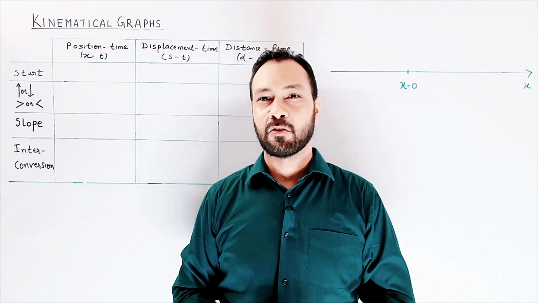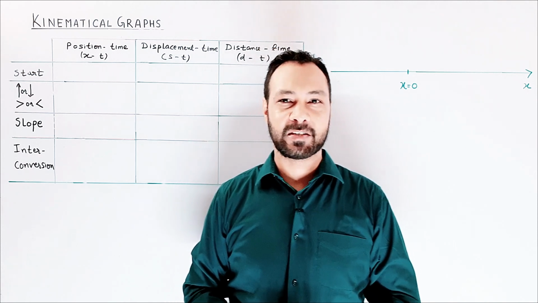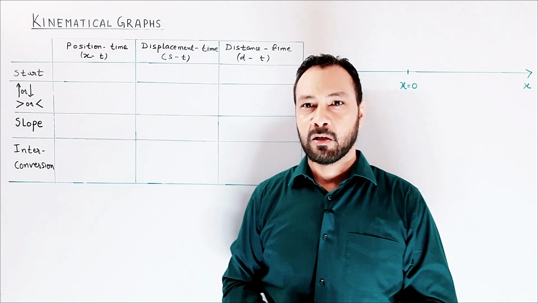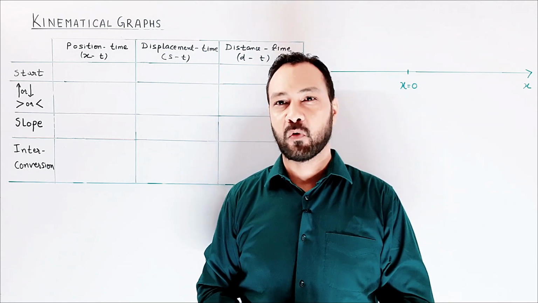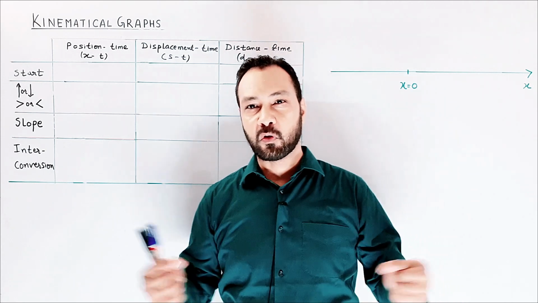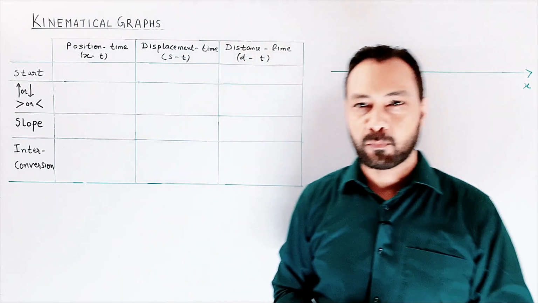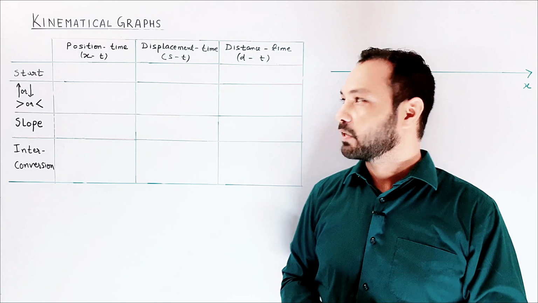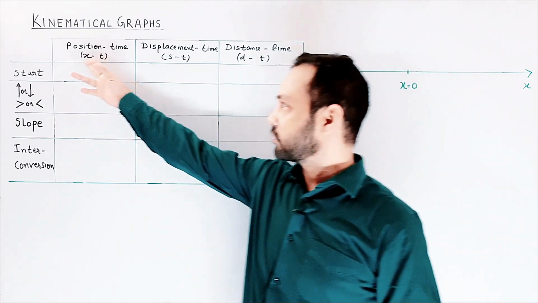Hello dear students. So far we have covered equation of a straight line, equation of a parabola, meaning of slope of a curve at a point, and the meaning of area bounded by curve between two given points. So now we will proceed towards the first important graph, that will be the position time graph.